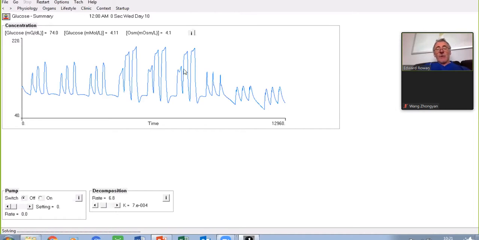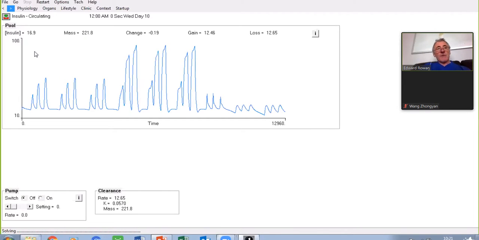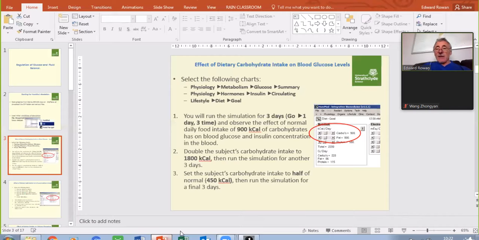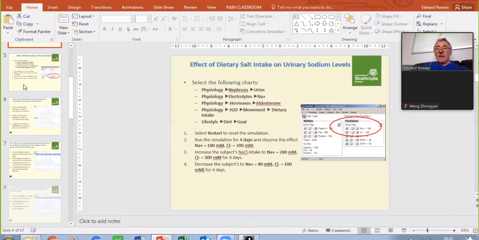Now, if we just look at 900, 1,000, whatever it was, 1,800 and 450, you see quite different looking profiles of carbohydrate. And we look at the glucose, the insulin summary. You can see the insulin levels are much greater with the high carbohydrate, and insulin secretion is very low when there's low carbohydrate. And that's really, if we go back to this slide here, we can see that.